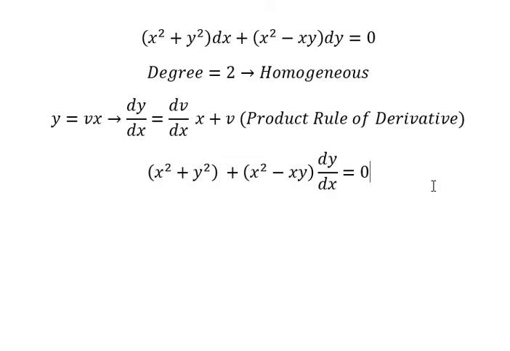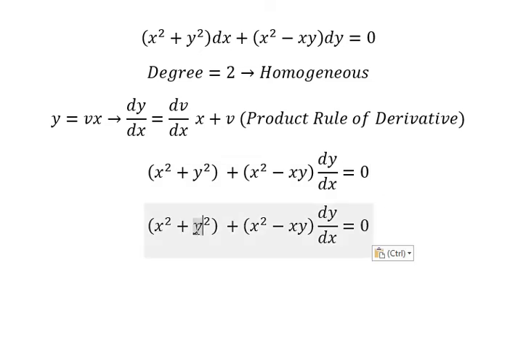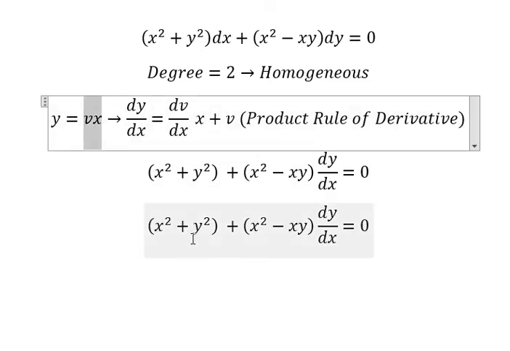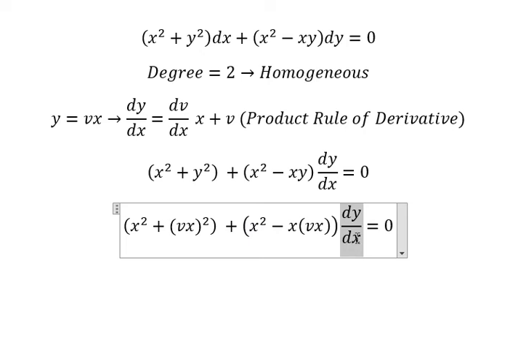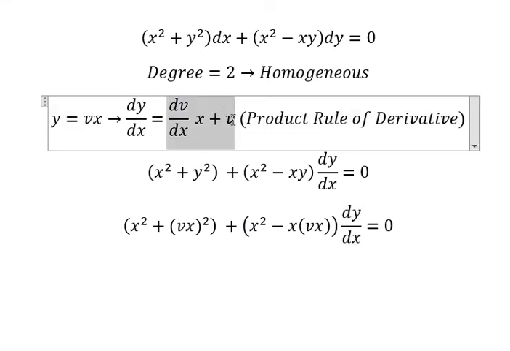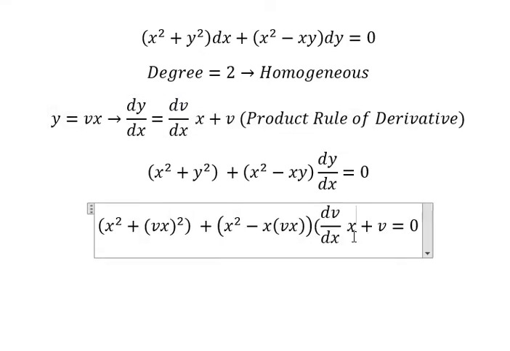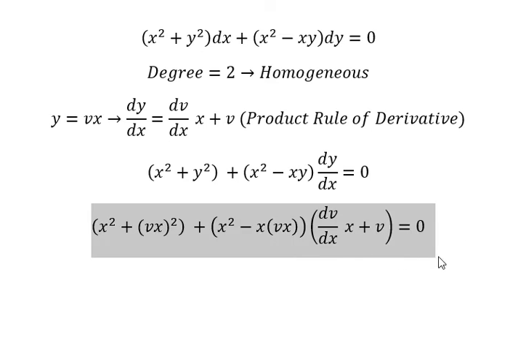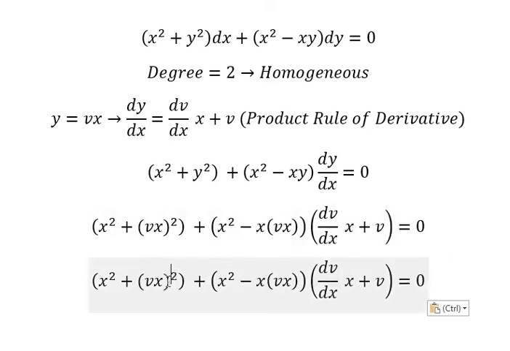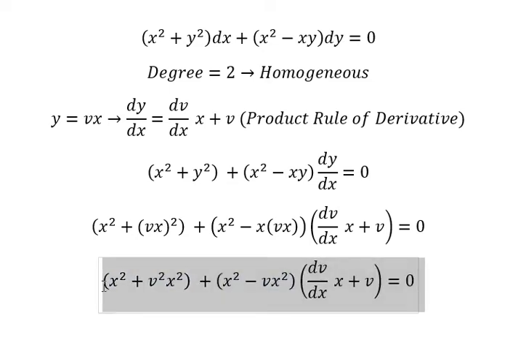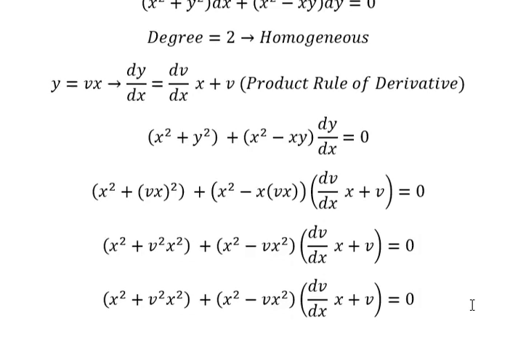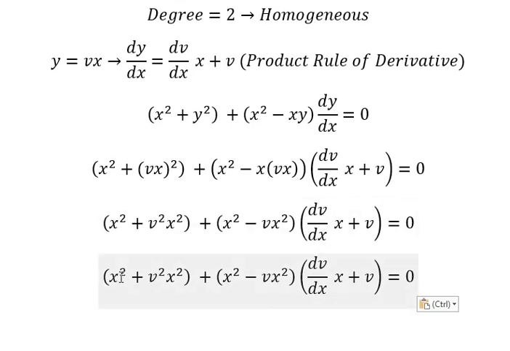Now we need to change y. We change vx. Similar for this one. dy over dx, we change by this one. So you get v squared x squared. This one you get vx squared. Now we need to simplify by x squared for both sides.